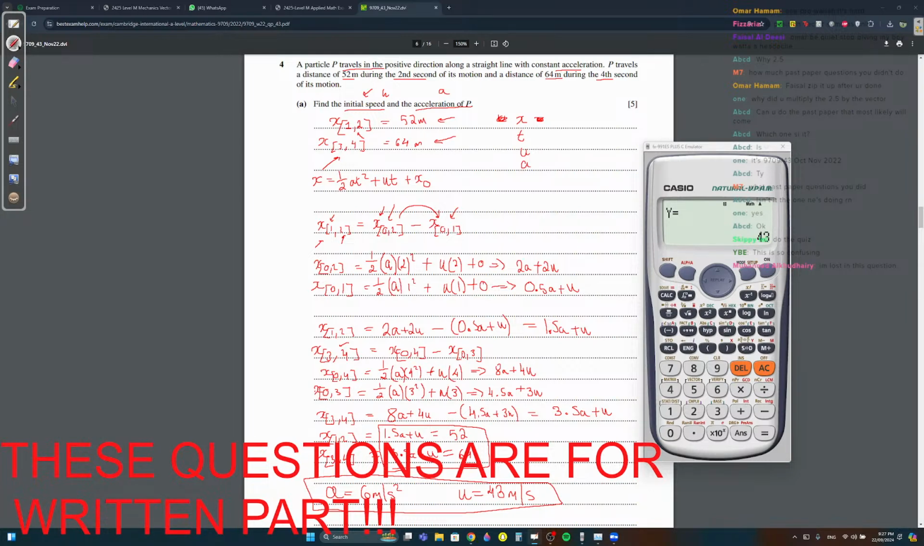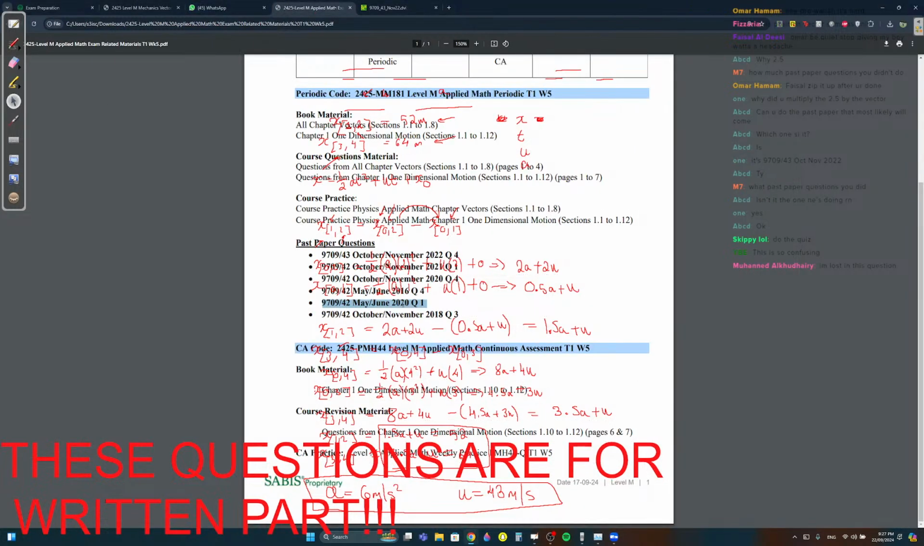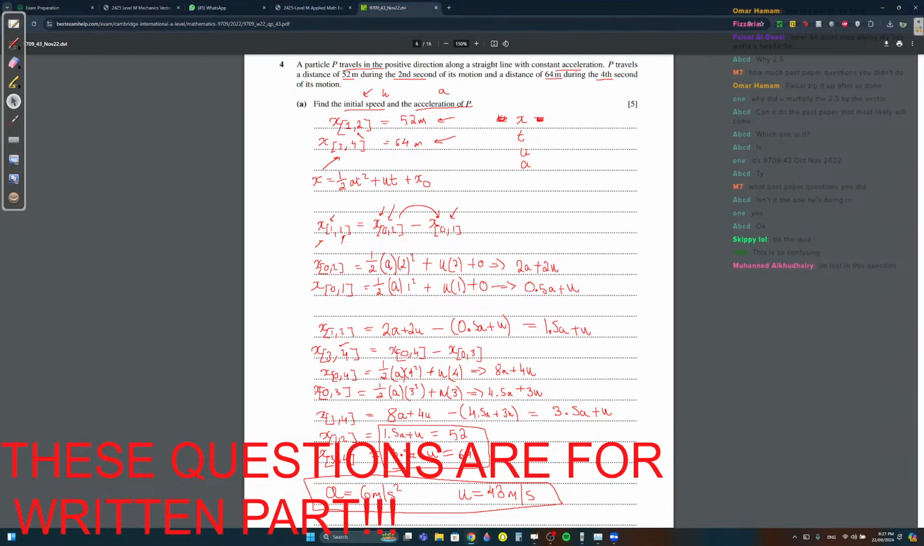What past paper questions did you do? I only did this one here. I did the highlighted one here. Isn't it the one he's doing right now? What? Do the quiz, man. This is so confusing. I'm lost in this question. I don't know what to tell you.